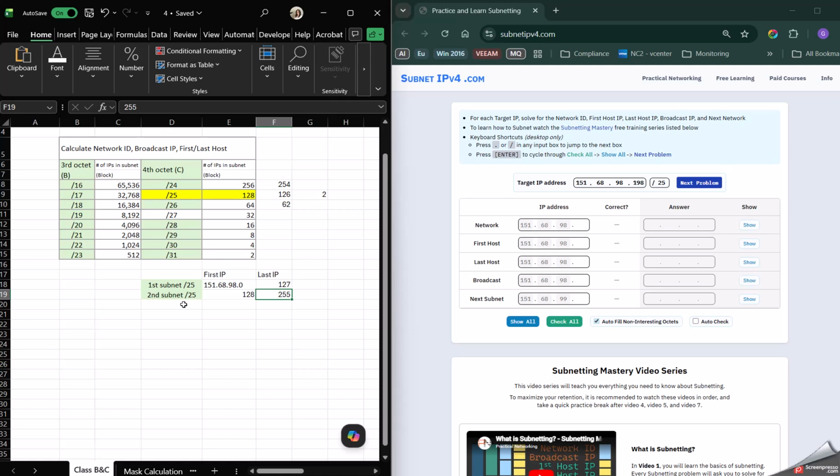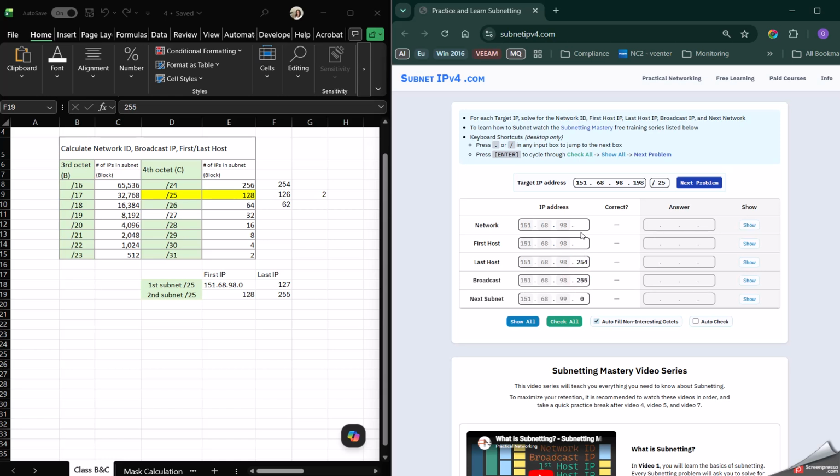The next one, you are on the third octet. So 98 becomes 99.0. That's the next subnet, the first IP of the next subnet. Okay, that's the network ID. Okay, the broadcast, we know it's the last one, the last IP, it's 255. The last host is the one before this, so it's 254.